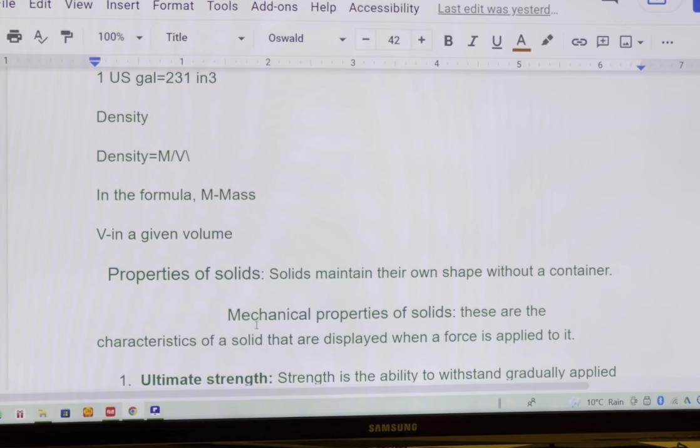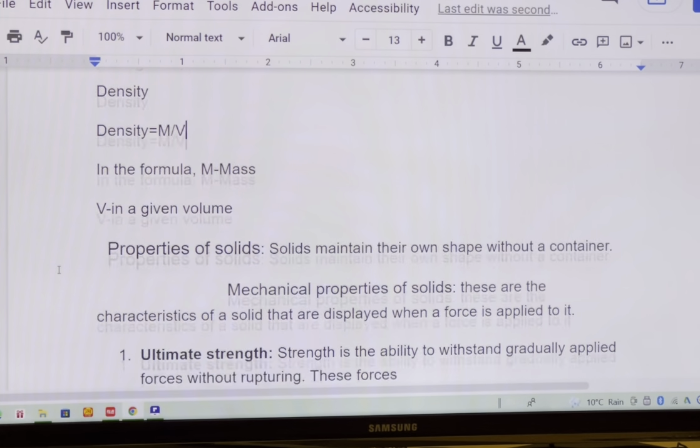Density is equal to mass divided by volume. V here is the volume. In the formula, M means mass, and V is a given volume.